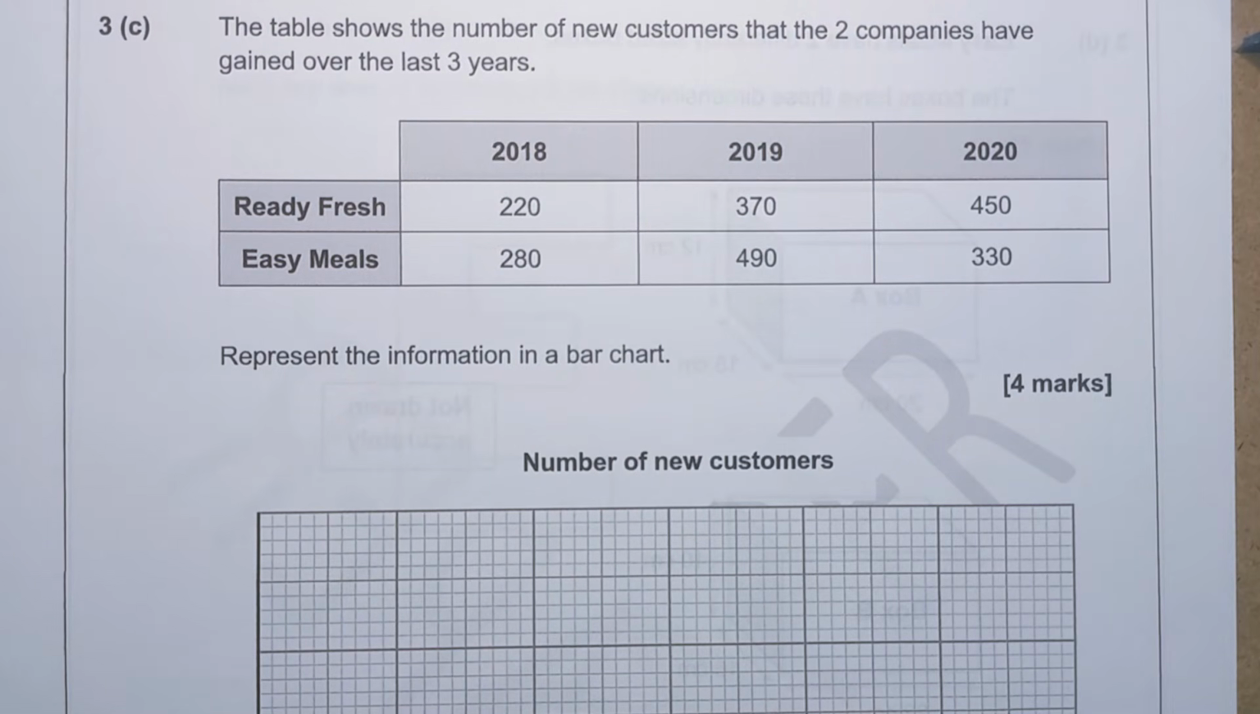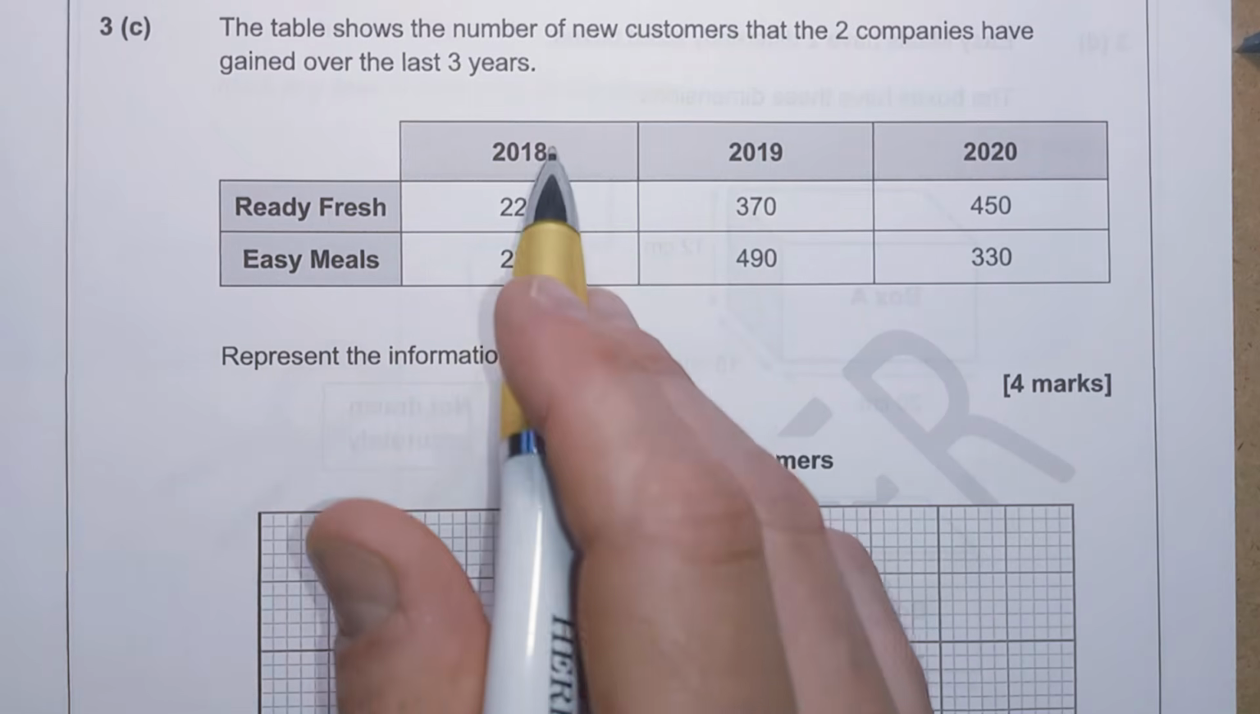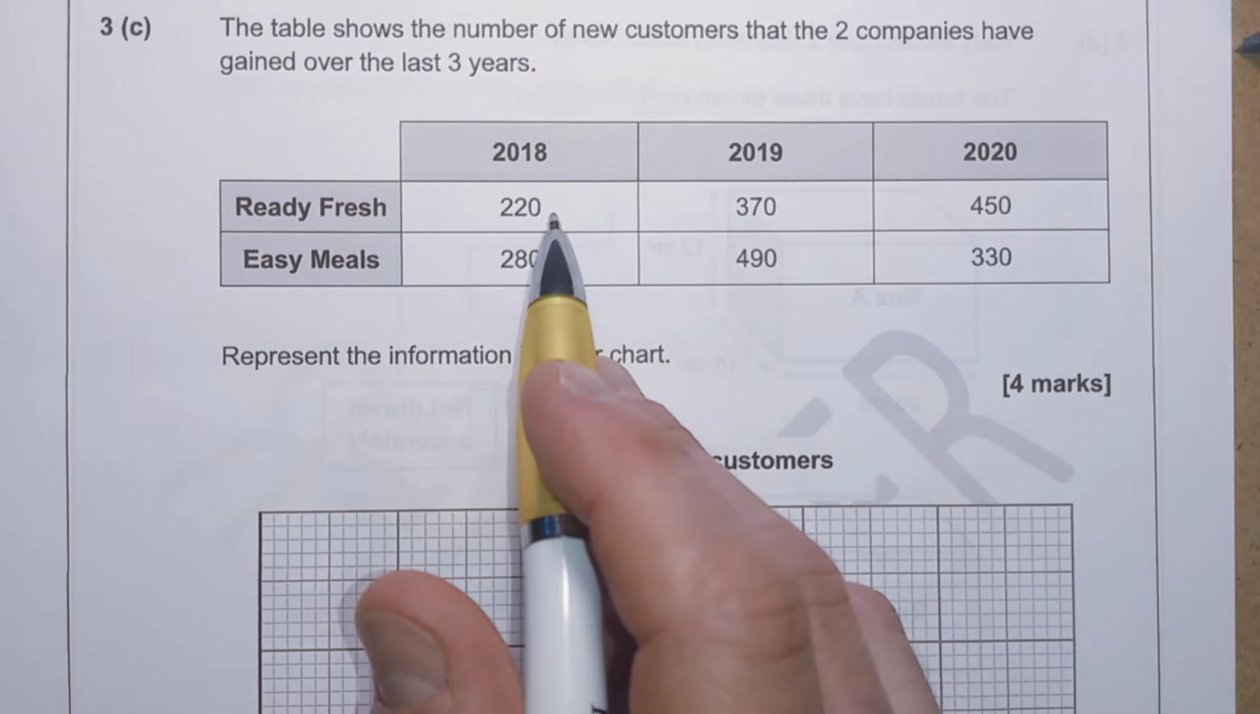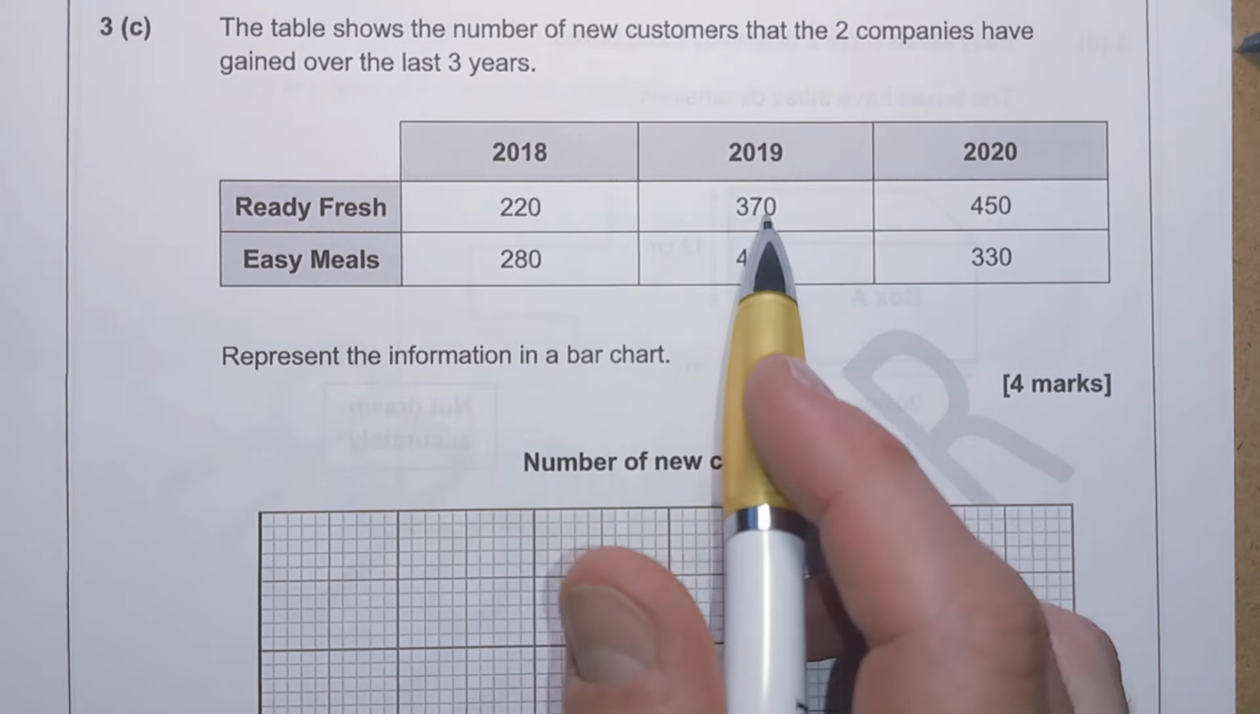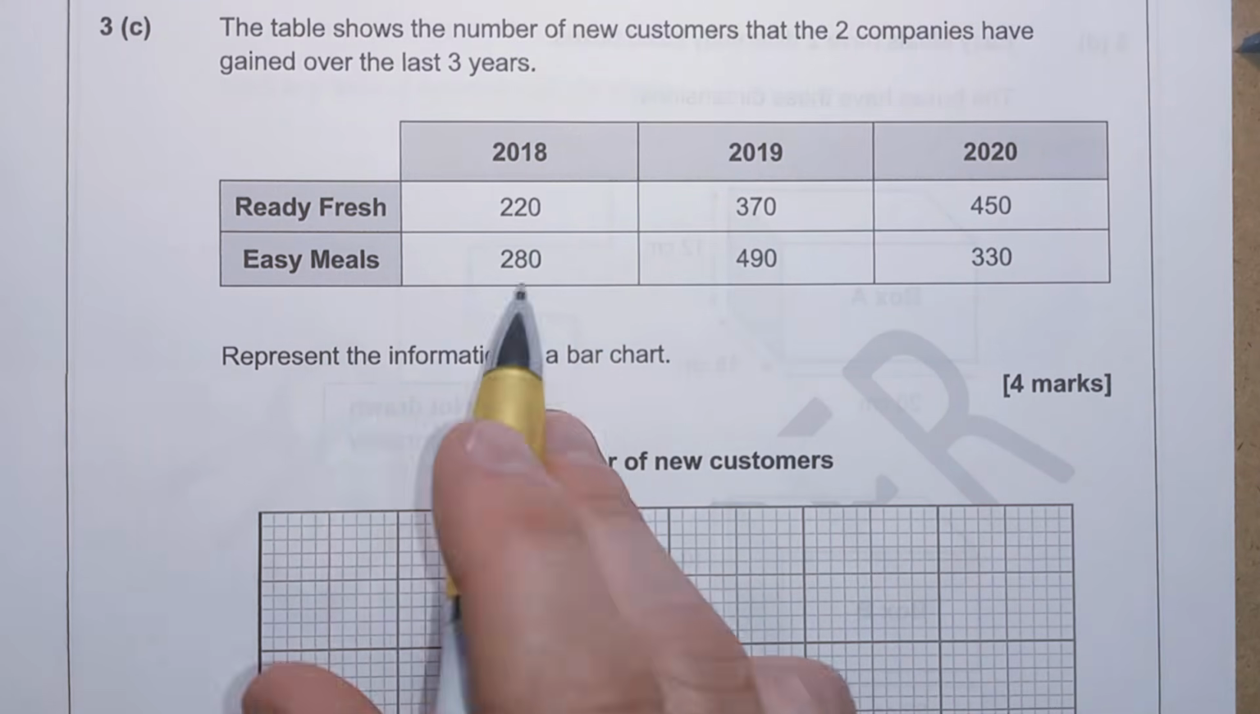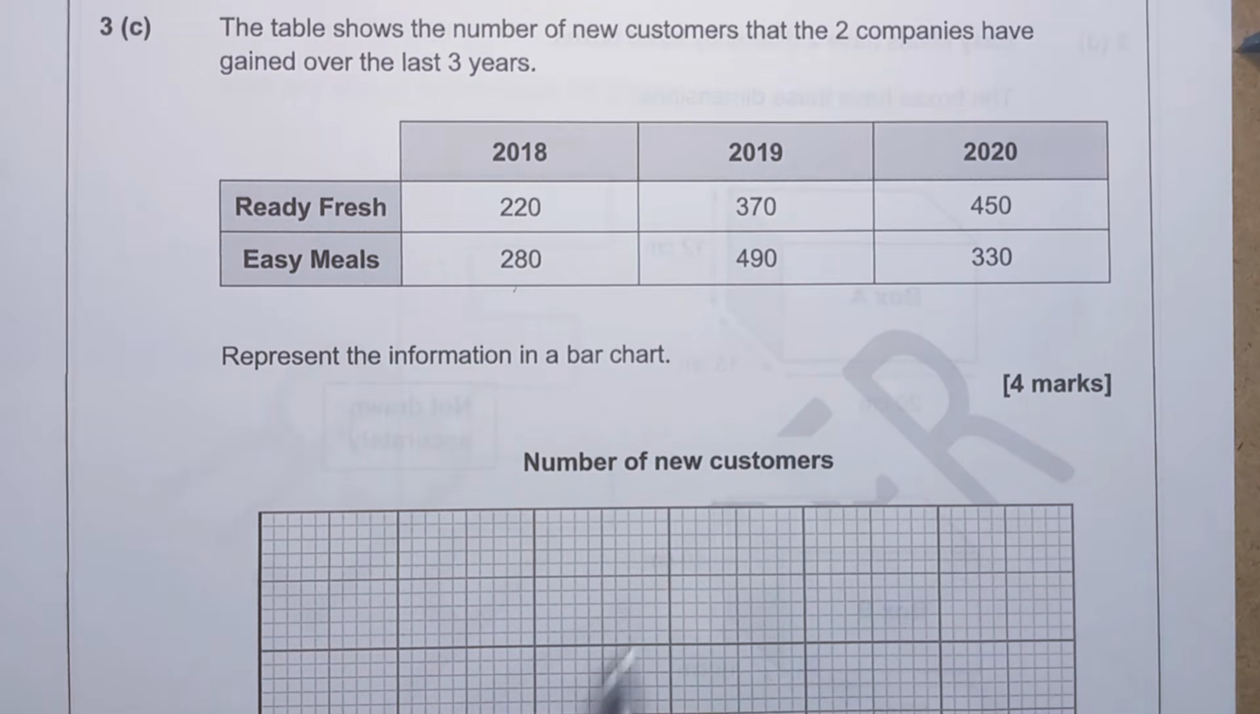3C. The table shows the number of new customers that the two companies have gained over the last 3 years. So Ready Fresh, in 2018 they had 220 new customers, then 370, and we've got the same or similar figures for Easy Meals. Represent the information in a bar chart.